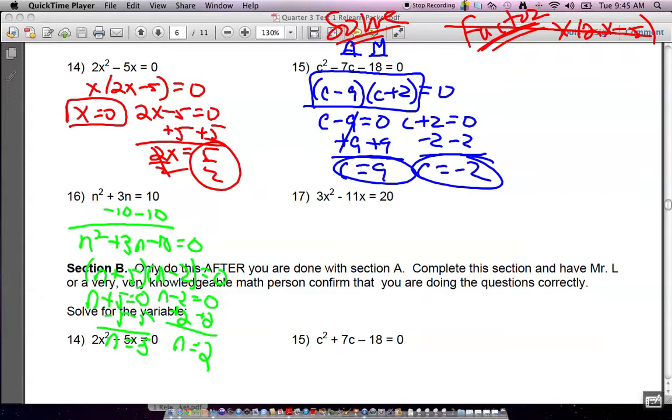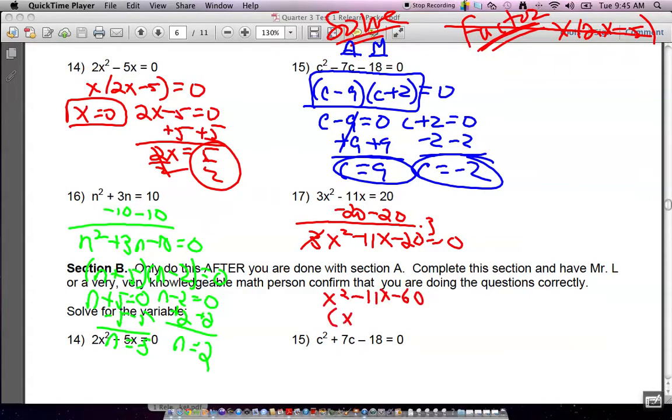Last but not least, likewise we got to get it all on one side here, minus 20, and I'm going to get 3x squared minus 11x minus 20 equals 0. There is nothing they share in common here, so I got to go to plan B. And I'm going to try to fit this around the open space, x squared minus 11x minus 60. Which if I factor that, now this is a great opportunity because most kids don't have the factors of 60 in their head. But remember, we said you can use your graphing calculator.